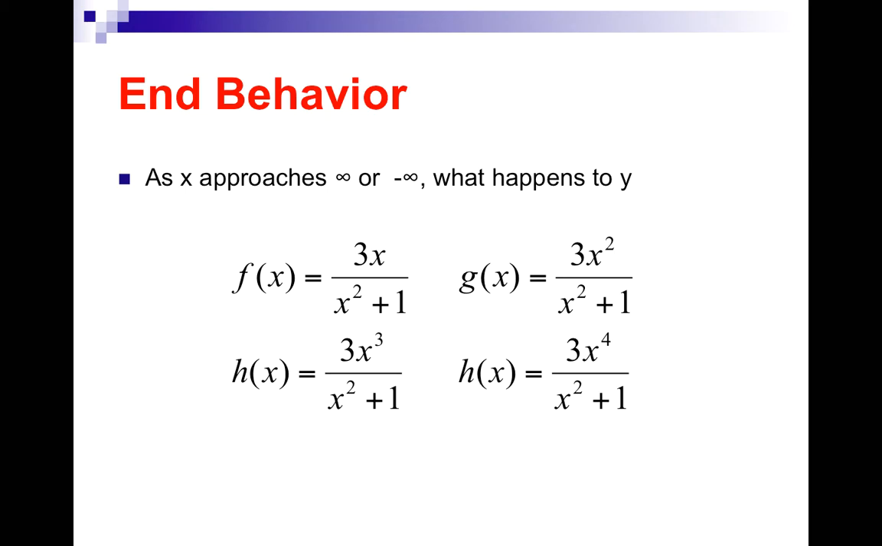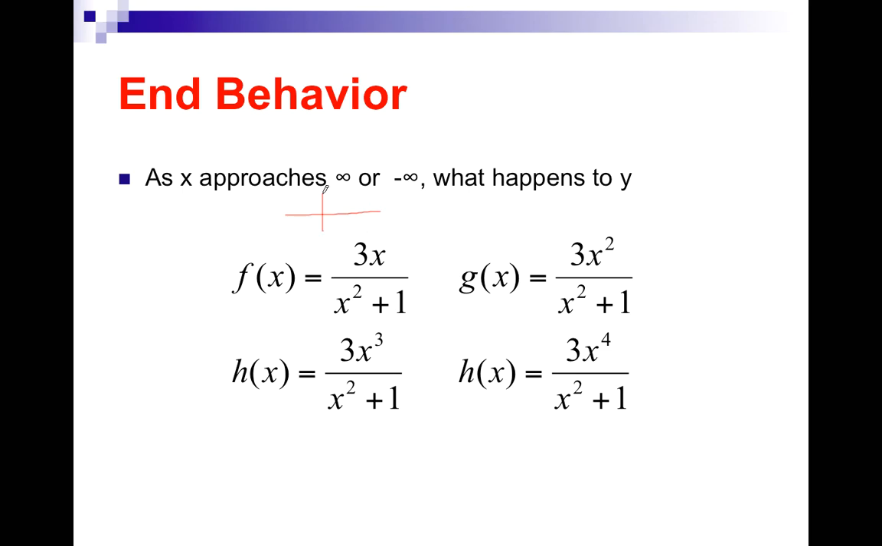Whenever it asks about end behavior, it's basically asking about asymptotes, or what's happening as x gets really, really big, what is happening to y. So some of these are going to be horizontal asymptotes. Some of them are not going to be. But here's what I'm going to get at. For f of x, the end behavior is this.